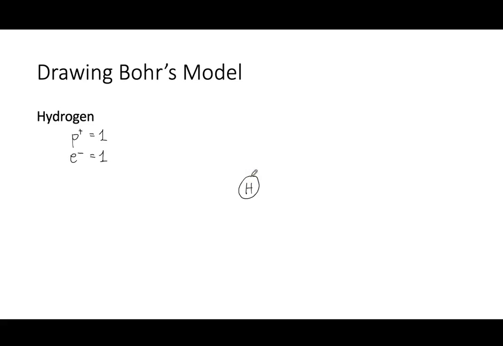Because I only have 1 electron, write down your first principal level. Then you have 1 electron, so 1. You're done. That's how you write the model for hydrogen. Not really complicated because I only have 1 principal level on that one. How about the next one?